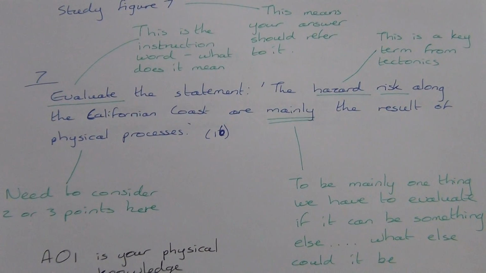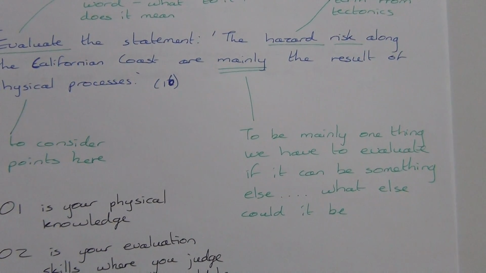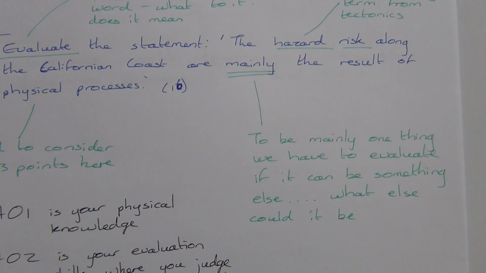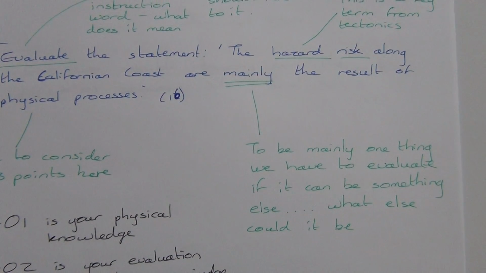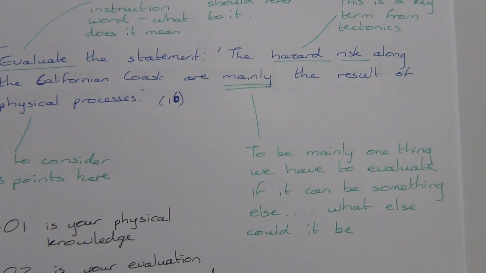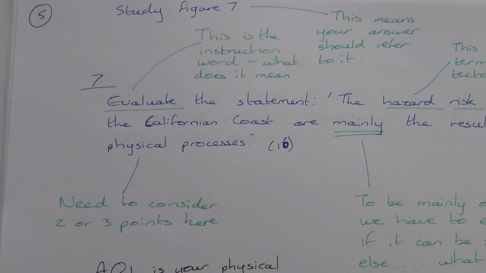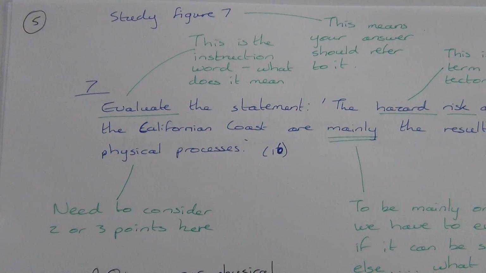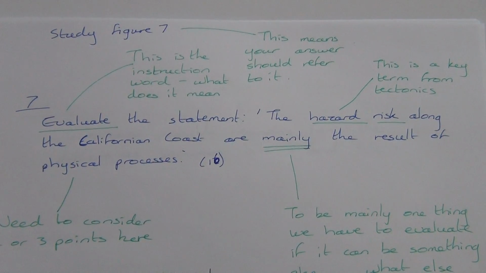We then carry on through the question, and it's got this term mainly. Now, to be mainly one thing, we have to be able to evaluate if it can be something else. So what else could it be that is responsible for the hazard risk along the Californian coast other than the physical processes? That's what the word mainly is meaning. And it's then needing you to put that into a scale. Final part we've got is the physical processes. So we need 2 or 3 points here that tell us about these physical processes that are creating a hazard risk along the Californian coast.